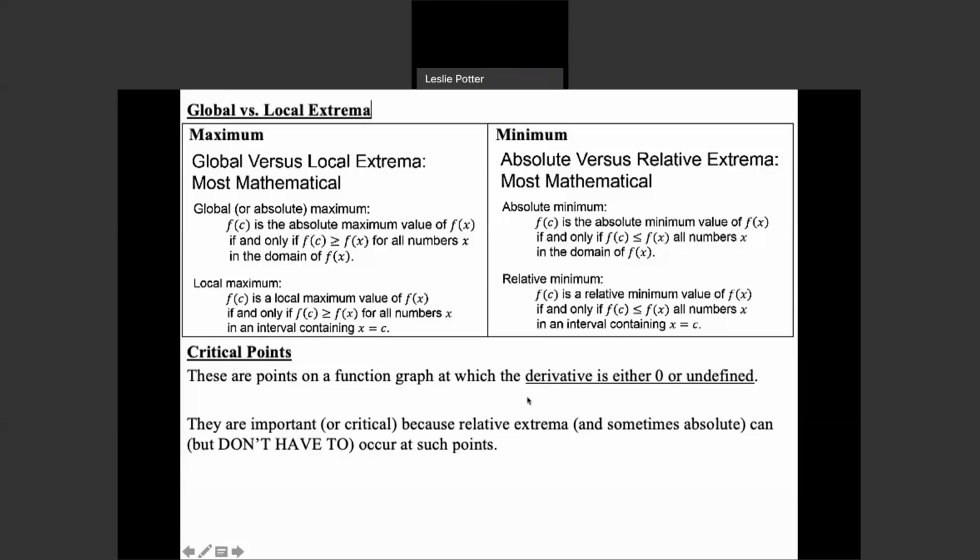So think about the derivative being equal to 0, meaning that the derivative is a horizontal tangent. We're going to find those at hills and valleys. Okay, so these critical points are going to be used to locate relative extrema, and they occur at those critical points. Sometimes those extrema might be absolute, but they don't have to be. And we'll get into when they're absolute and when they're relative in a different section. Okay, let's look at some examples.